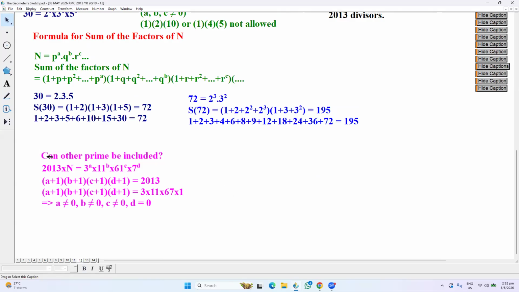So can other prime be included? No, cannot.